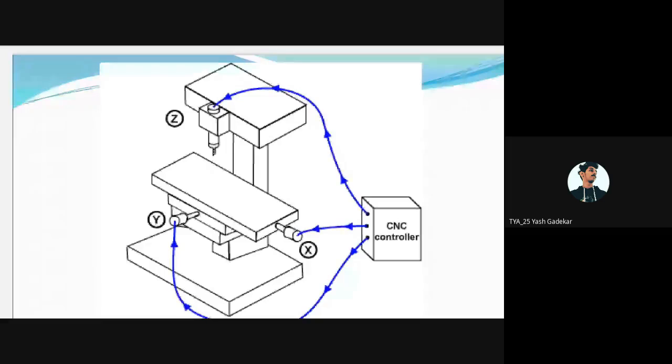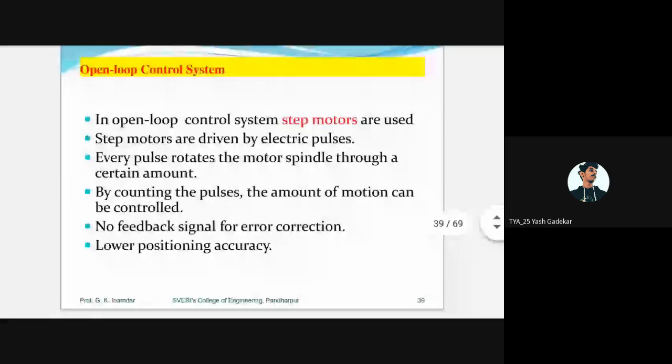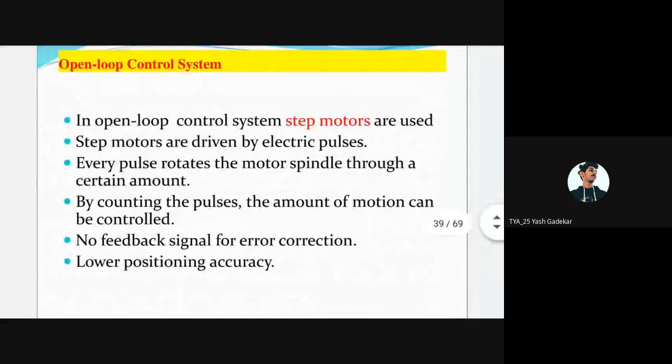Now what is next? Open loop control system. In an open loop control system, step motors are used. Whatever the step motors, that type we will also study in the next slide. Step motors are driven by electric pulses. Electric pulses is nothing but, for example, counting, counting of the electric pulses. Pulses is nothing but the blinking of a light.